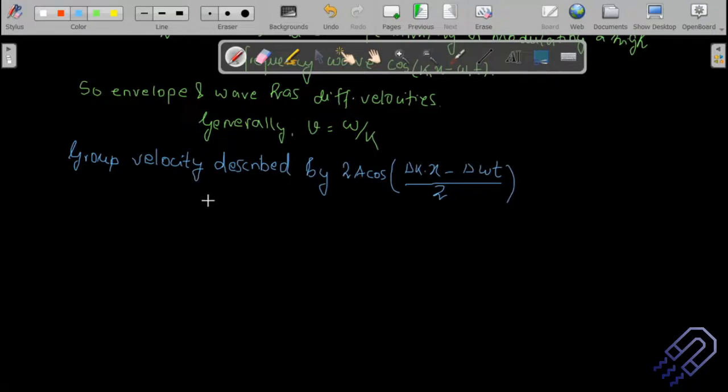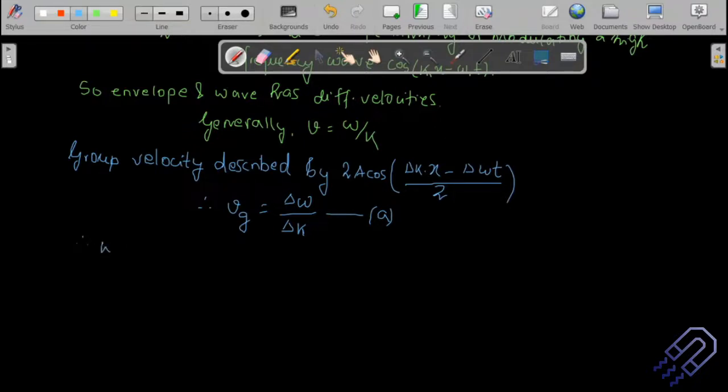Here we can say v, and I will just differentiate it from phase velocity, so I'll write a g as a subscript. I will find this notation in most of the books. Vg is equal to delta omega divided by delta k. This is your group velocity. So this is a result when we are considering only two waves. So what happens when we are adding many waves?